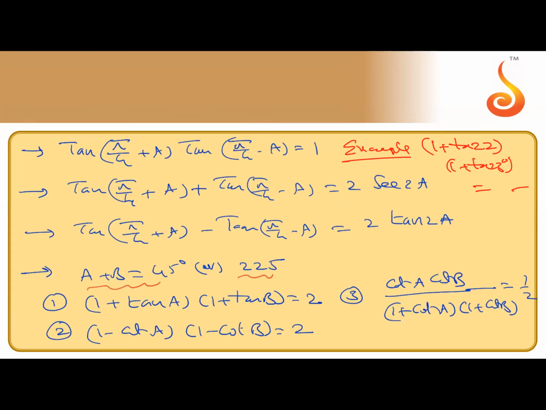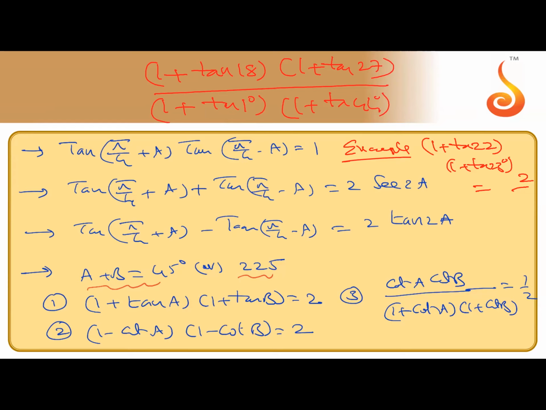Is A plus B 45 or not? Yes. The product is 2. Now one more question: (1 plus tan 18)(1 plus tan 27) by (1 plus tan 1)(1 plus tan 44). Now our job is to check whether the sum is 45 or not.